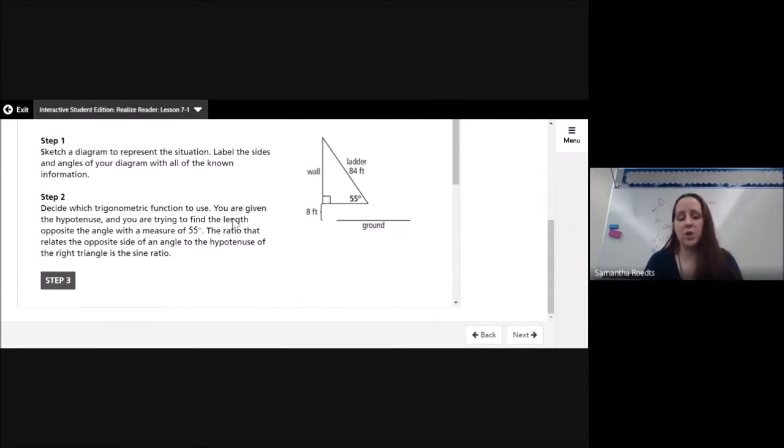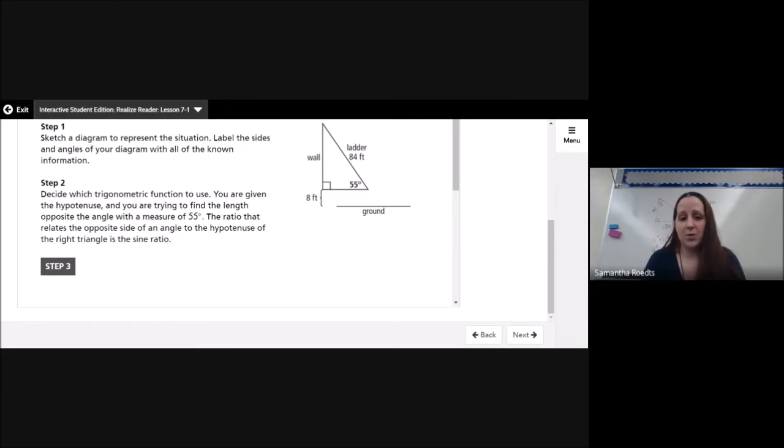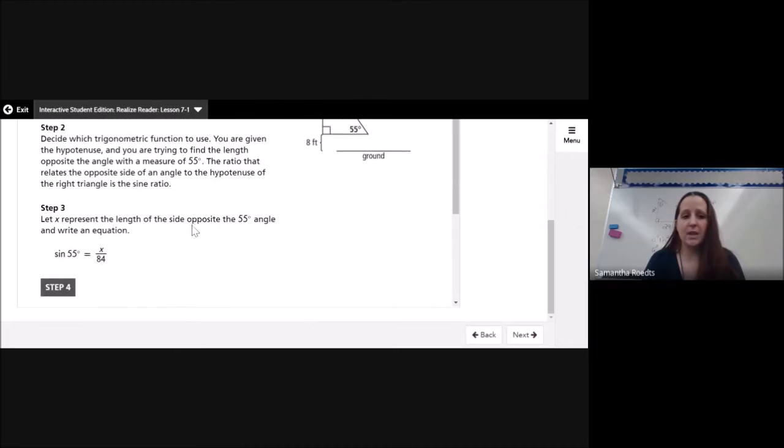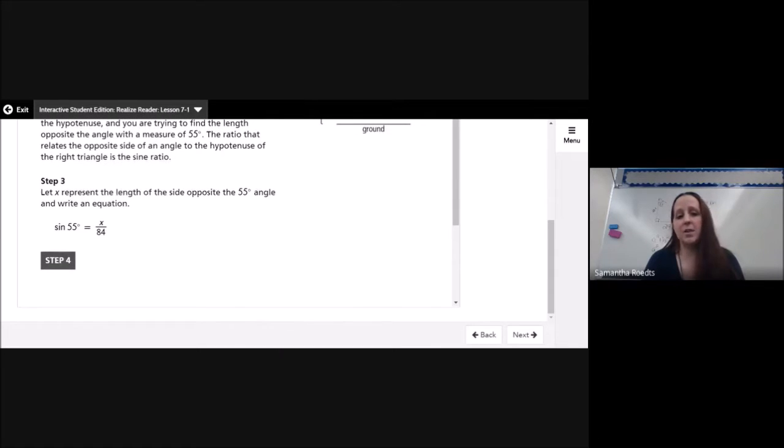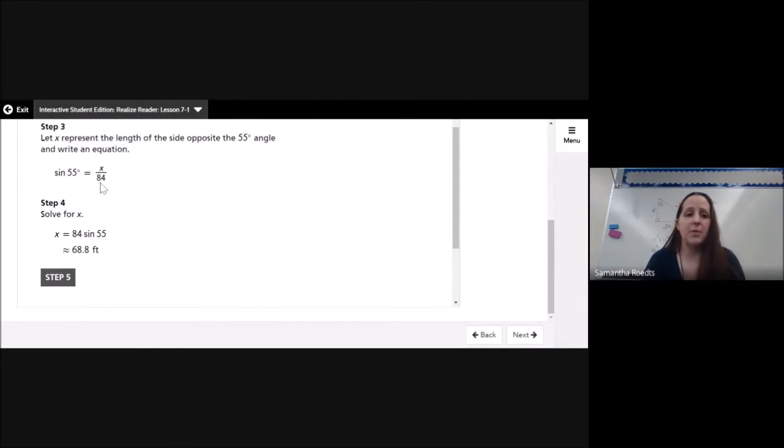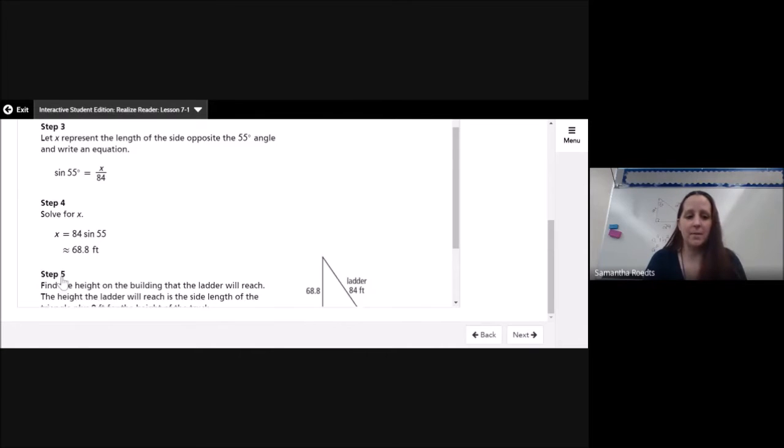Decide which trigonometric function to use. You are given the hypotenuse and you are trying to find the length opposite the angle with the measure of 55. So I'm trying to find the wall length. The ratio that relates the opposite side of an angle to the hypotenuse of the right triangle is the sine ratio. So let x represent the length of the side opposite the 55-degree angle and write an equation: sine 55 equals x over 84. Solve for x, so I have to multiply both sides by 84, so x equals 84 sine 55, and then you use a calculator, which gives you 68.8 feet.